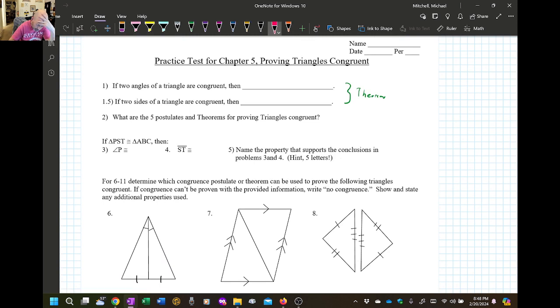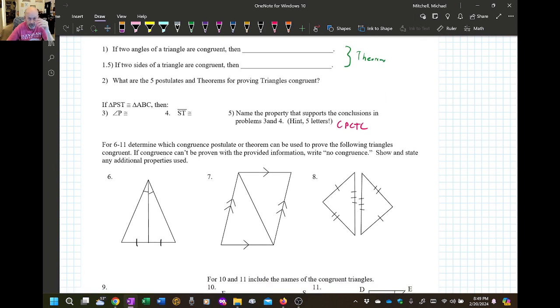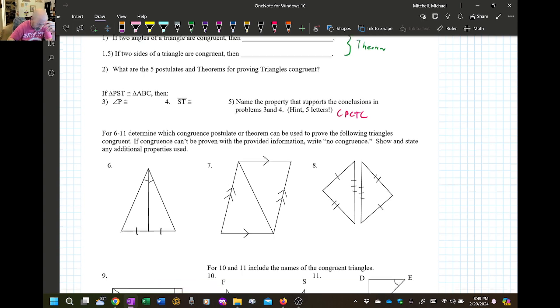And we haven't talked about this one. I talked about it in one of my classes, CPCTC: corresponding parts of congruent triangles are congruent. If two triangles are congruent, all their parts are congruent then. This is in 5.7. It's something that gets used a lot right after you prove. You can't always prove two parts are congruent straight out. Sometimes you got to get the whole triangles or the whole polygon congruent, and then from there, you know the parts are congruent.